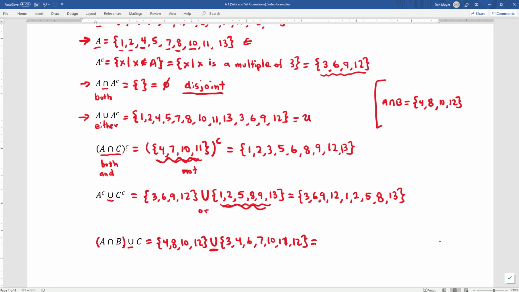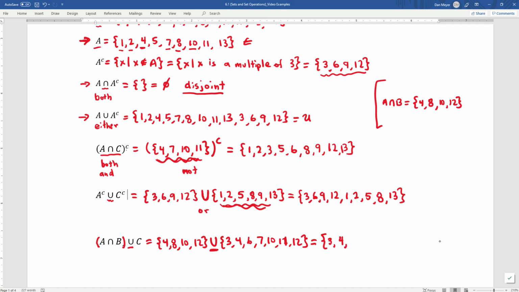You don't have to do it the way that I did it up here, where you just copy down one set and then write down all the things from the other set that you haven't written down yet. That's the easiest way. But you can just look and say, 1 and 2 aren't in either of those sets, but 3 is in C. 4 is actually in both of them. We only really need it to be in one.